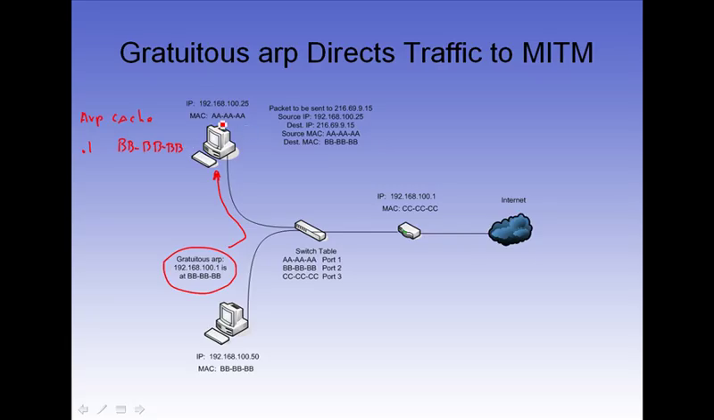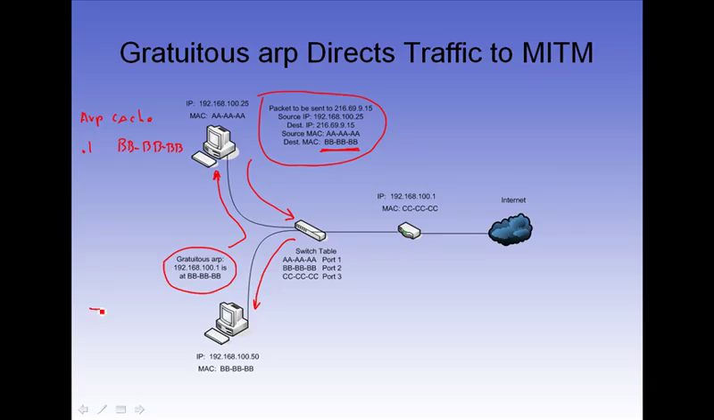So the next time the .25 machine needs to send something through the default gateway out to another network, it's going to look in its ARP cache and find out that .1, the default gateway, is at BBBBBB. So this actual packet here, again, is going to be sent to the switch. The switch is going to say, well, okay, this goes to MAC address BBBBBB, which is on port 2.